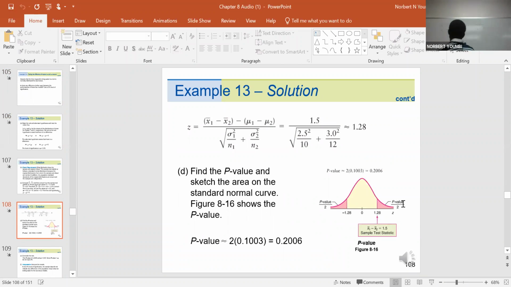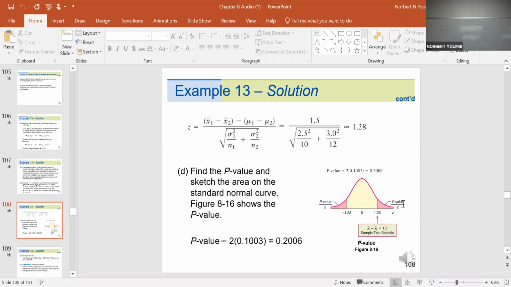So the information is on the board here. The Z test is x1 bar minus x2 bar over the square root of sigma 1 squared over n1 plus sigma 2 squared over n2, which is 11.4 minus 9.9 divided by the square root of 2.5 squared over 10 plus 3 squared over 12. So using the calculator, what is the test value?